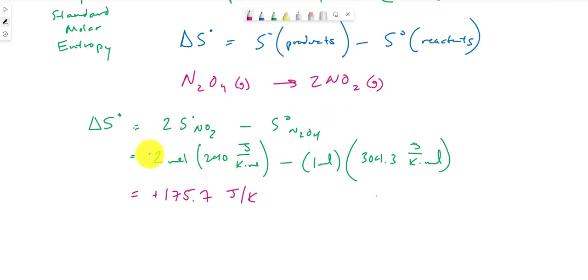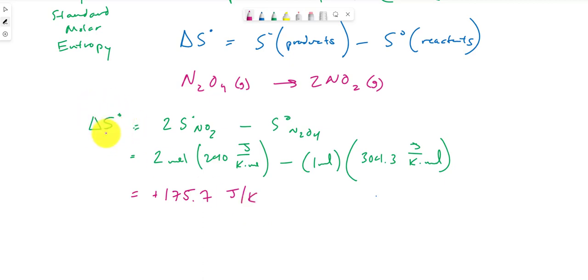So we had 2 moles of NO2 being produced, so 2 moles times 240 joules per Kelvin mole. Entropy is typically measured in these units, joules per Kelvin mole, because it's a molar quantity. And then 1 mole for the N2O4 times the value from the table, 304.3, and that difference gives us a positive value for delta S, which is 175.7 joules per Kelvin.